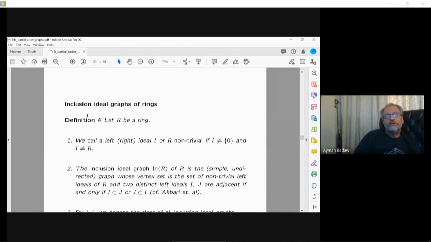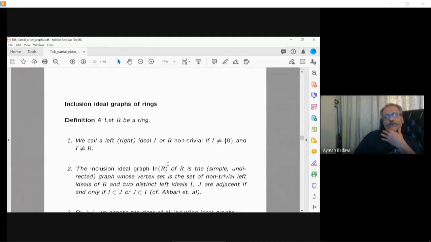And here is another closely related inclusion ideal graph. Maybe you're familiar with it. This is a graph studied by Saeed Akbari, an Iranian mathematician. He worked a lot on graphs attached to rings. And in this inclusion ideal graph, your ring need not be commutative. Let R be a ring. Then they define what they mean by the inclusion graph.